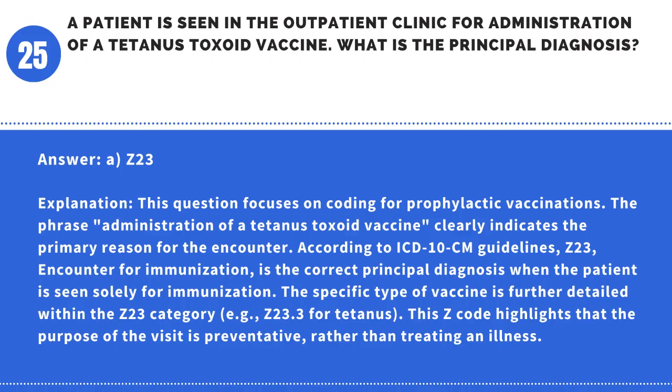The phrase administration of a tetanus toxoid vaccine clearly indicates the primary reason for the encounter. According to ICD-10-CM guidelines, Z23, encounter for immunization, is the correct principal diagnosis when the patient is seen solely for immunization. The specific type of vaccine is further detailed within the Z23 category, e.g., Z23.3 for tetanus. This Z code highlights that the purpose of the visit is preventative, rather than treating an illness.